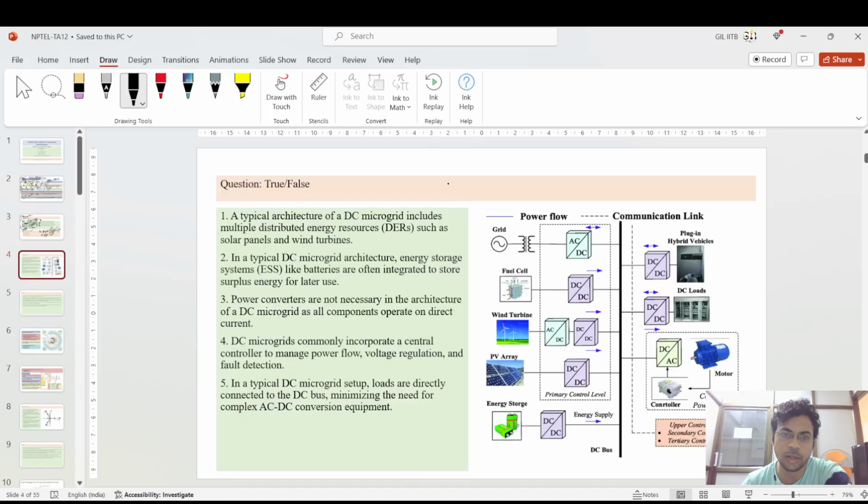So let's move to the other part. This is related to the DC microgrid and the ESS system. There are five statements, and you have to tell me which statements are true and which are false related to DC microgrid architecture.